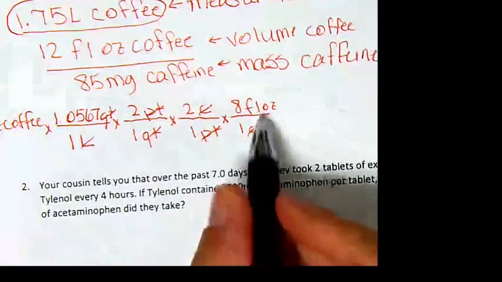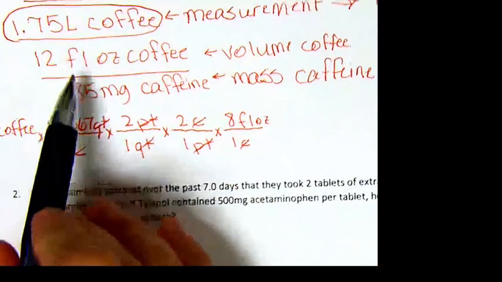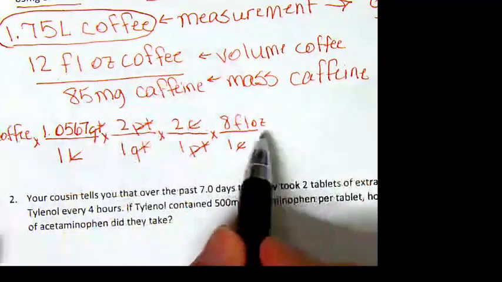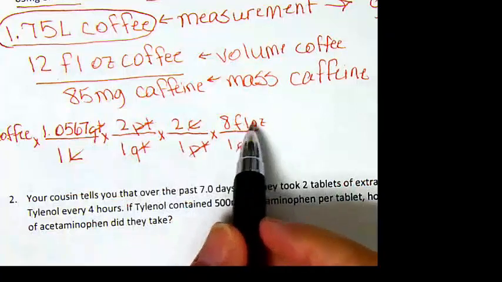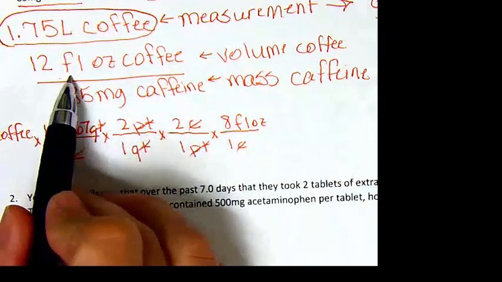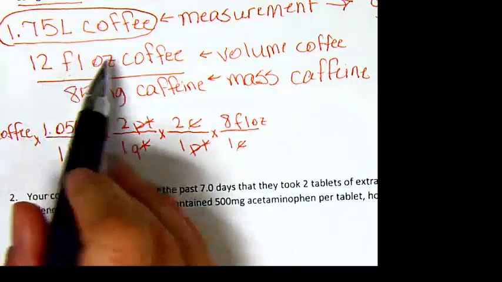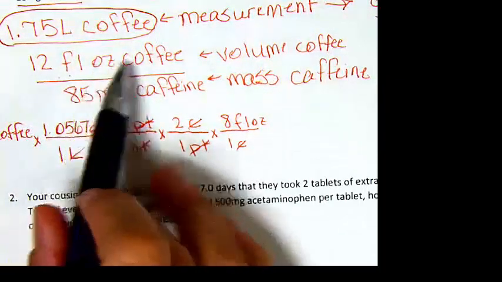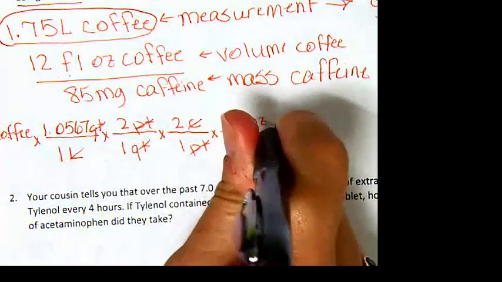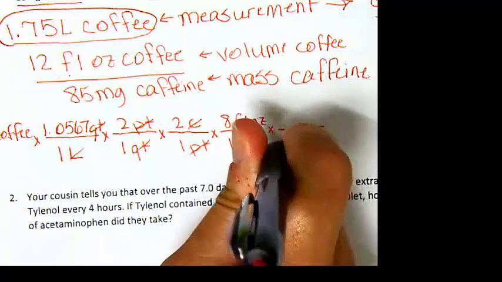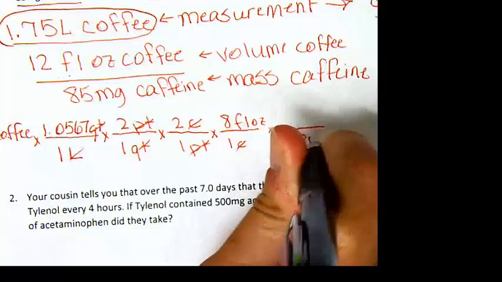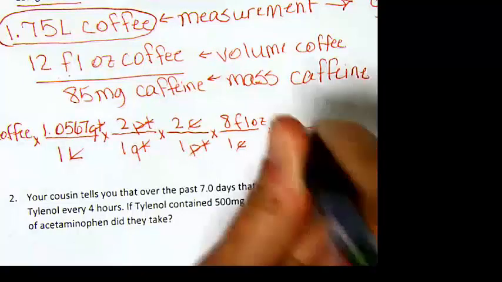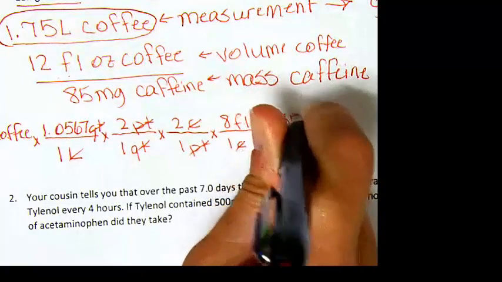Okay. So the reason I wanted to go to fluid ounces is because I wanted to use this 12 fluid ounces of coffee and 85 milligrams of caffeine. And so once I worked my way to fluid ounces so that I could use this right here, I'm going to use the 12 fluid ounces of coffee and the 85 milligrams of caffeine. And I need to arrange it so that 12 fluid ounces of coffee cancels. So I'm going to put the 12 fluid ounces on the bottom. And that's of the coffee. And on top, I'm going to put 85 milligrams of caffeine.